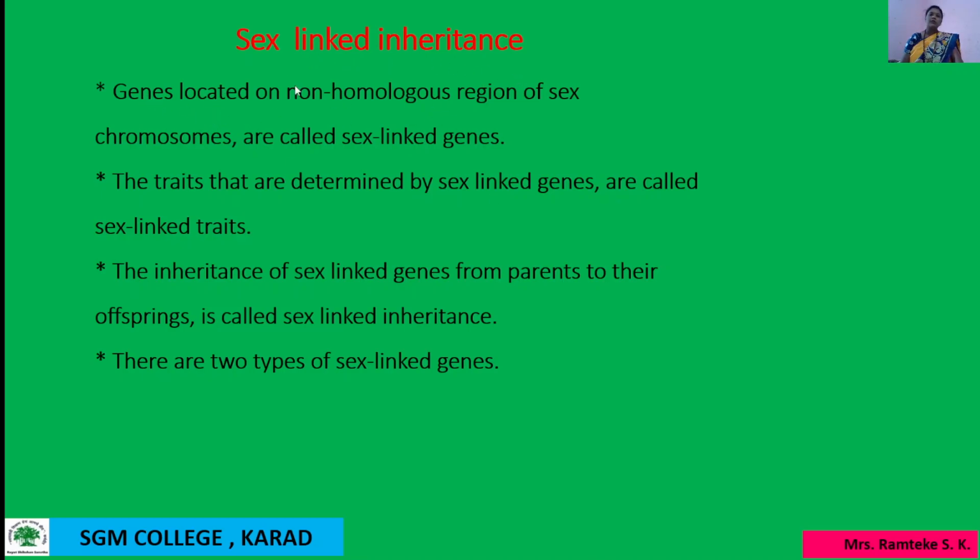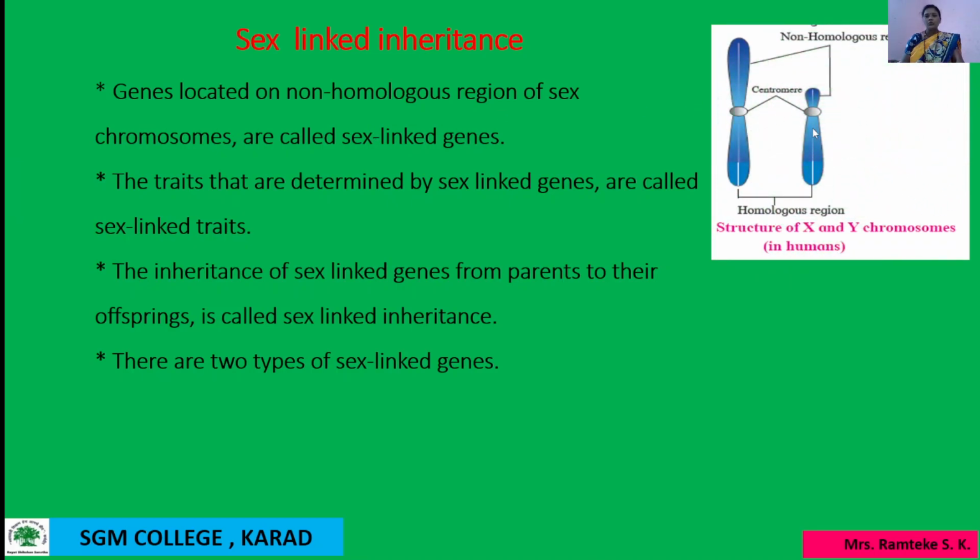What is the meaning of sex linked inheritance? Genes located on the non-homologous region of a sex chromosome are called sex linked genes. So when the genes are located on the non-homologous region of the sex chromosome, see here the sex chromosomes: this is the X chromosome and this is the Y chromosome.